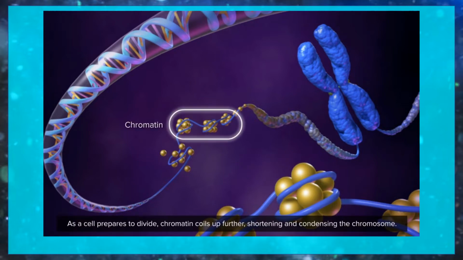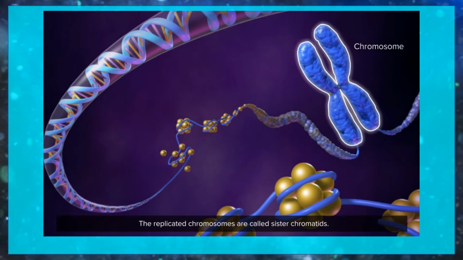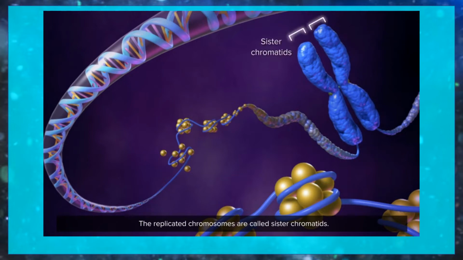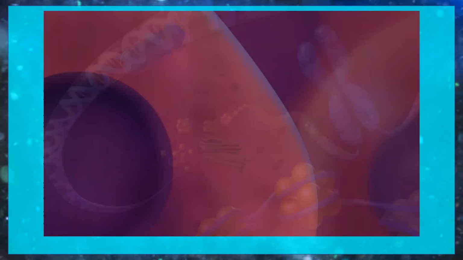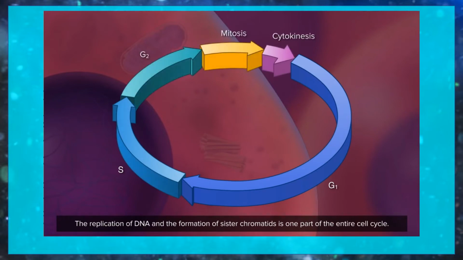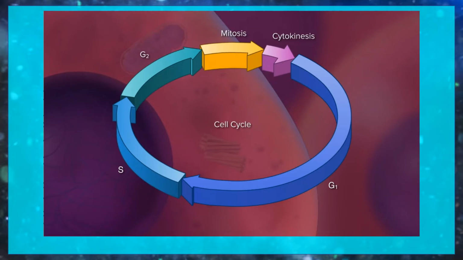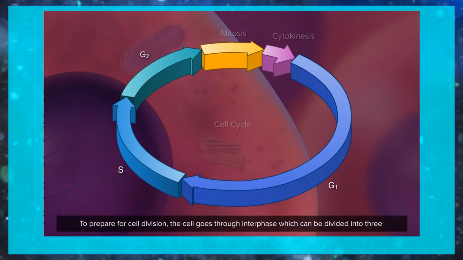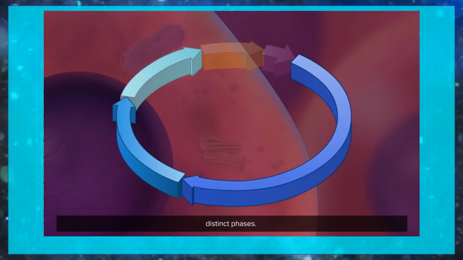As a cell prepares to divide, chromatin coils up further, shortening and condensing the chromosome. The replicated chromosomes are called sister chromatids. The replication of DNA and the formation of sister chromatids is one part of the entire cell cycle. To prepare for cell division, the cell goes through interphase, which can be divided into 3 distinct phases.